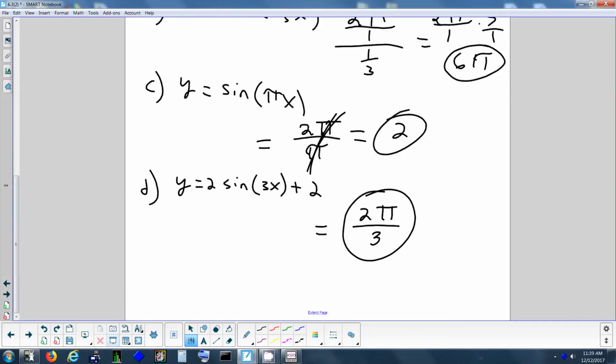Period is kind of like amplitude. You would never have a negative period. And I told you that the number in front of x will never be negative anyway, so that'll never come up.